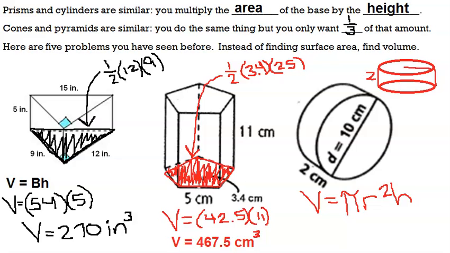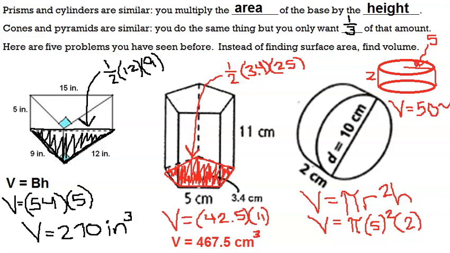Now, if the diameter is 10, that means the radius would be half that amount, which would be 5. So when you are going through the cylinder formula and you are plugging things in, you have to use 5 for the radius, and you have to use 2 for the height. 5 squared is 25. 25 times 2 is 50. So in this particular case, the volume is going to be 50 pi centimeters cubed.